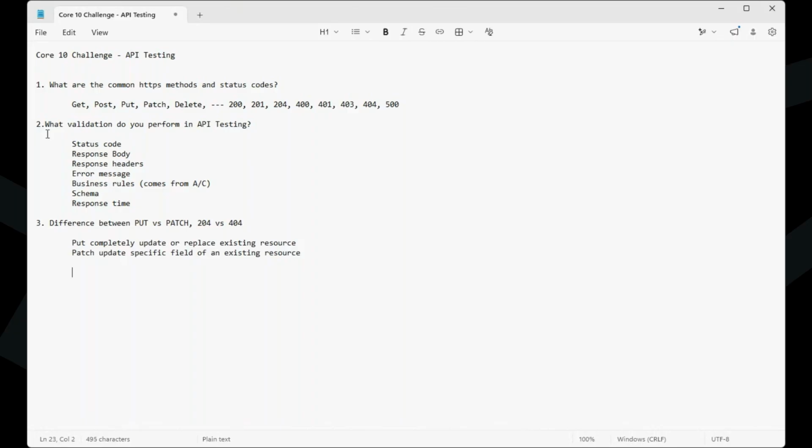Another question is 204. 204 is equal to what? No content. And 404 equals not found. Two different things. The following question: we can talk about authentication and authorization. What is the difference between authentication versus authorization? At the same time, they can ask you which authentication or authorization you have used.